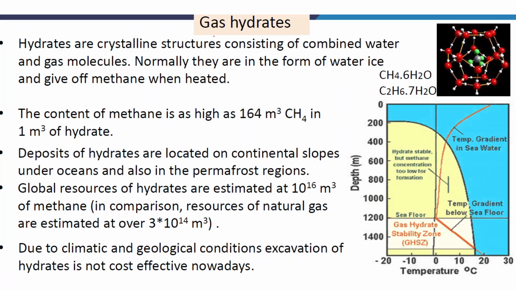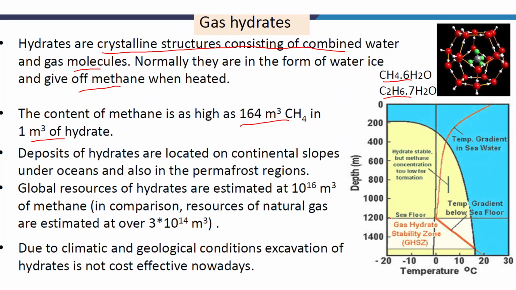Another type of gaseous fuel is gas hydrates. These are basically methane gas along with some amount of moisture or some higher hydrocarbons. Hydrates are crystalline structures consisting of combined water and gas molecules. Normally, they are in the solid state, in the form of water ice, and when heated, it gives off methane. The content of methane is very high, about 1 meter cube of hydrate can give about 164 meter cube of methane.